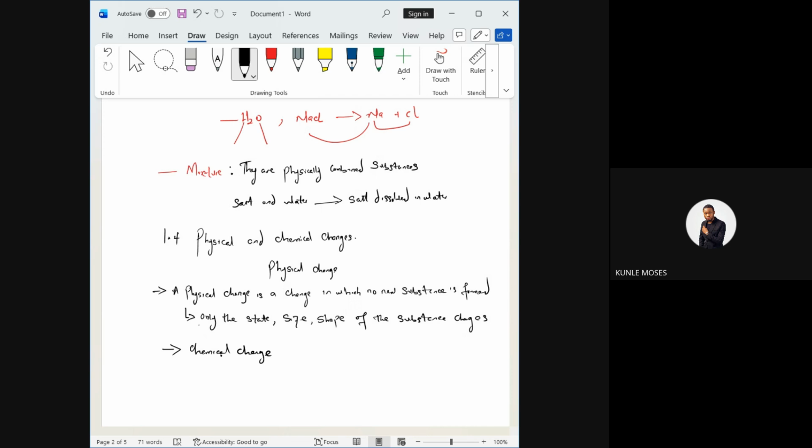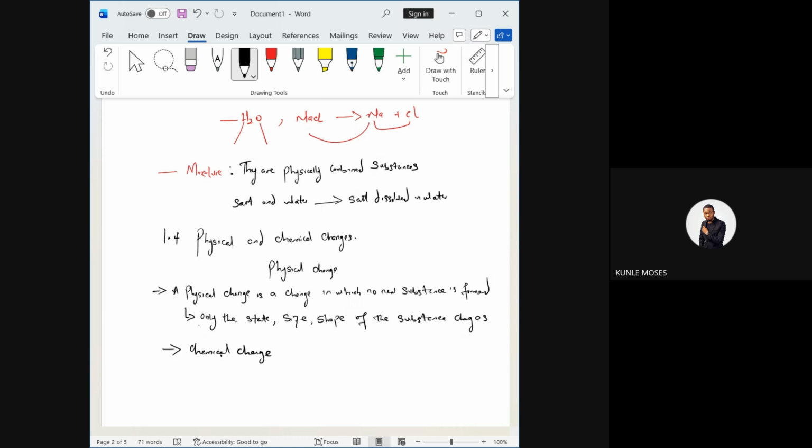So a chemical change is a change in which a new substance is formed with new properties. I will come again for the last time. A chemical change is a change in which a new substance is formed with new properties.